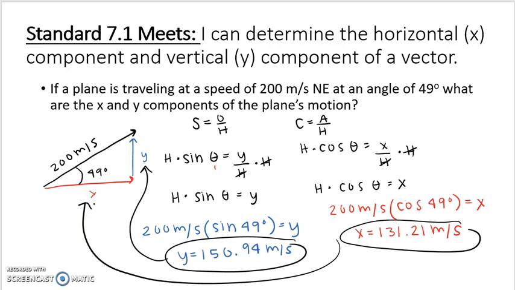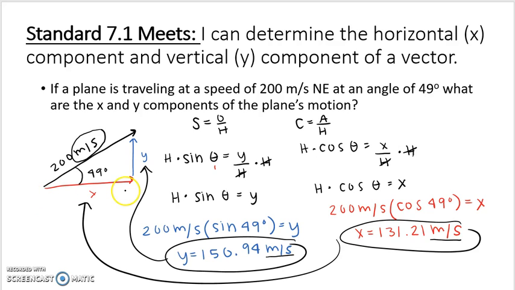Now we want to make sure that we've included our units on there, and we got our units from the original portion of the problem that we knew, 200 meters per second. That means we need to keep meters per second all the way through as we solve for both x and both y. The last thing that we need to do is double check the signs on both x and y.